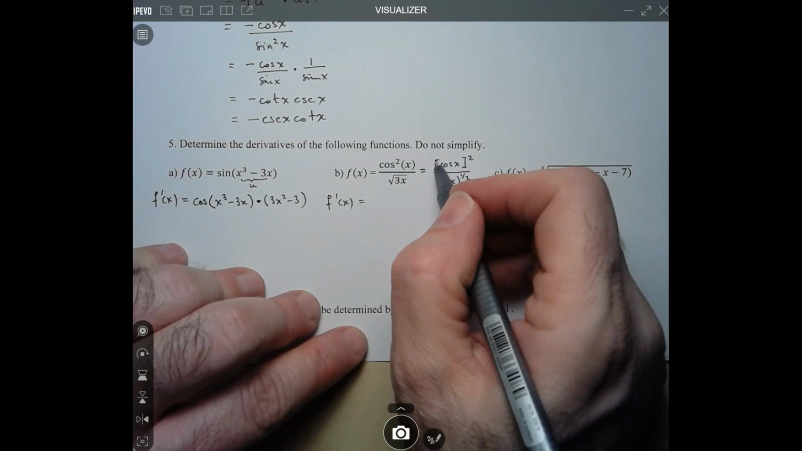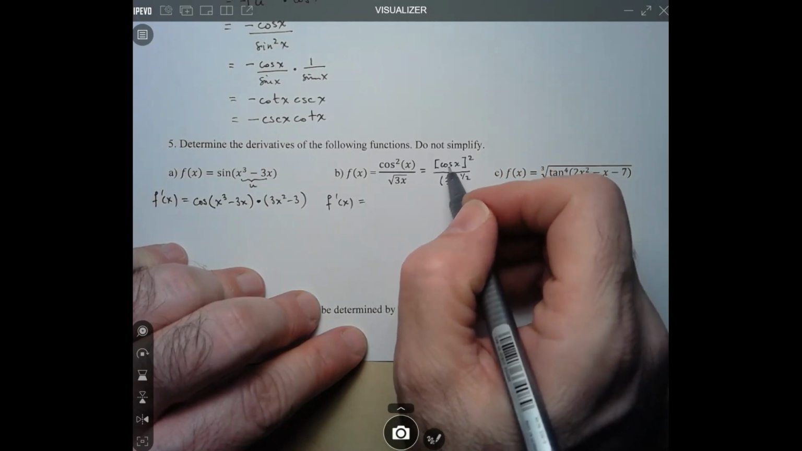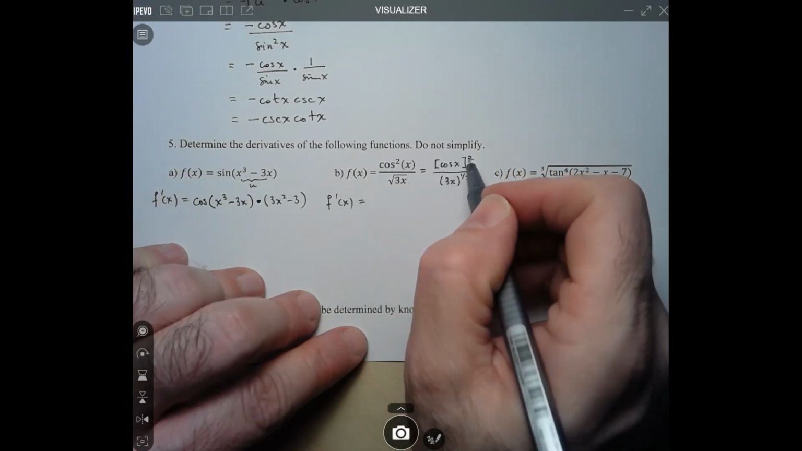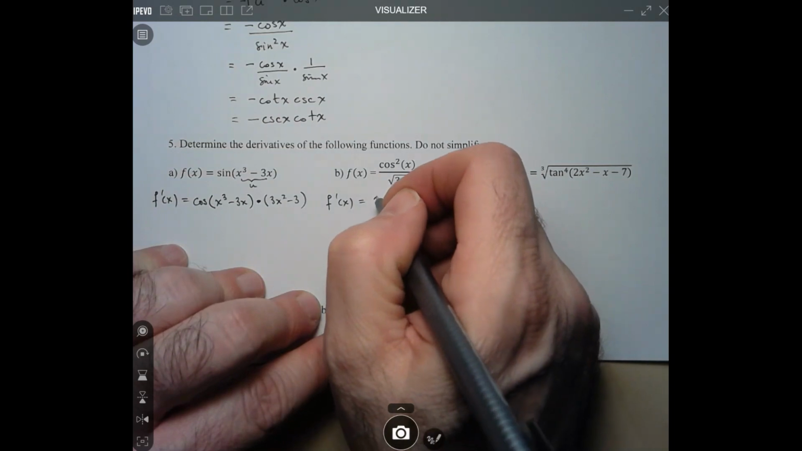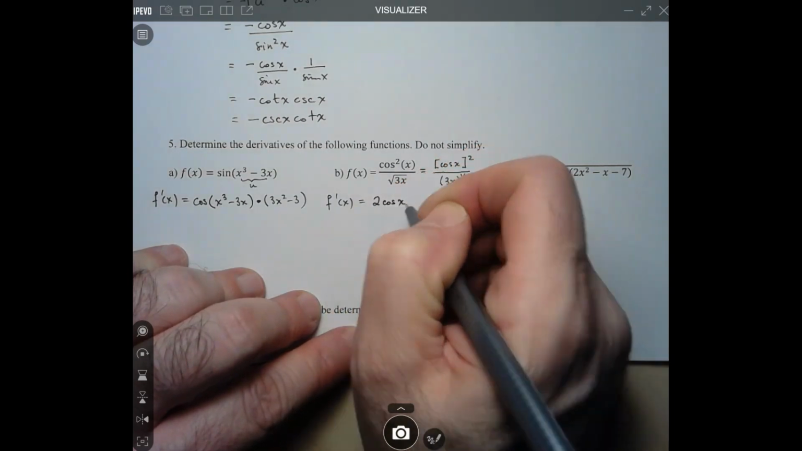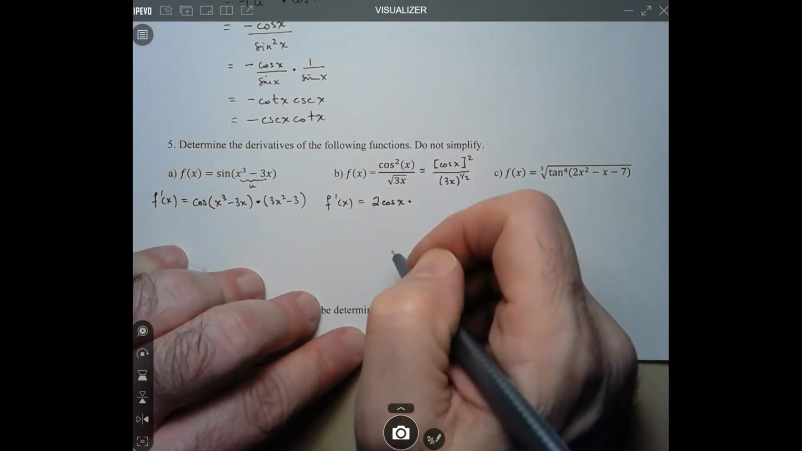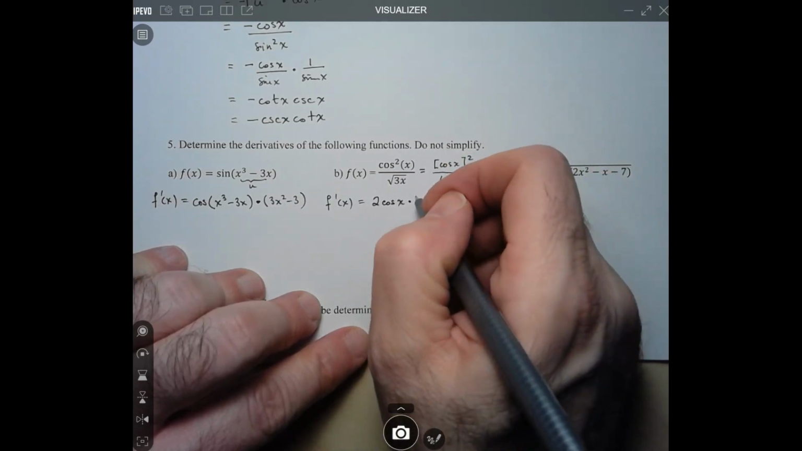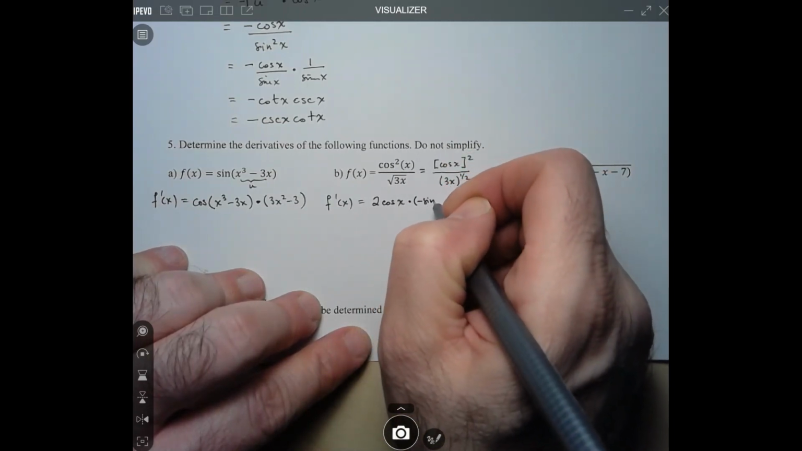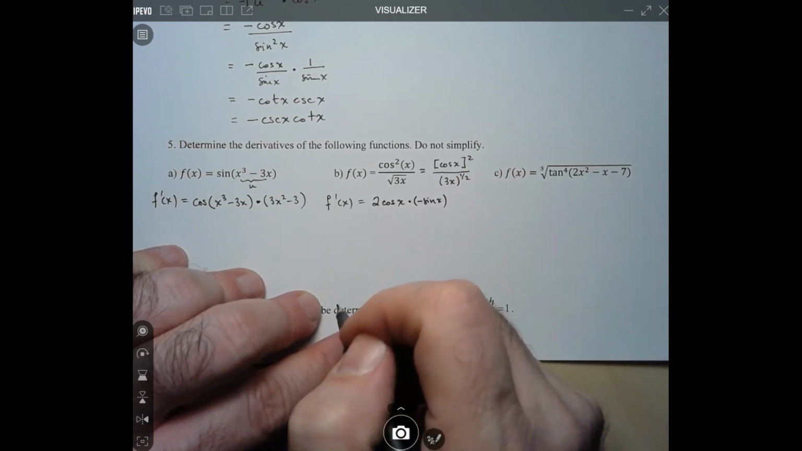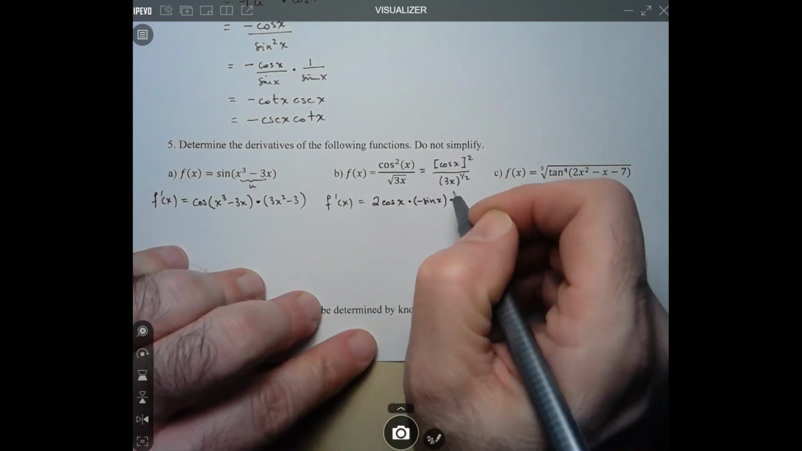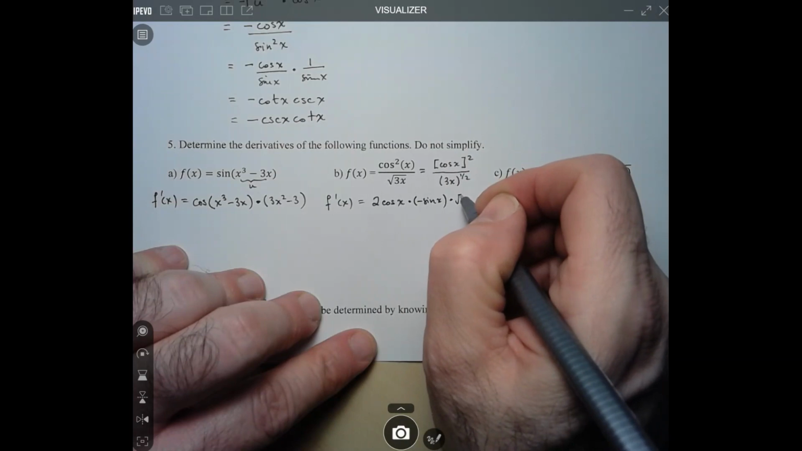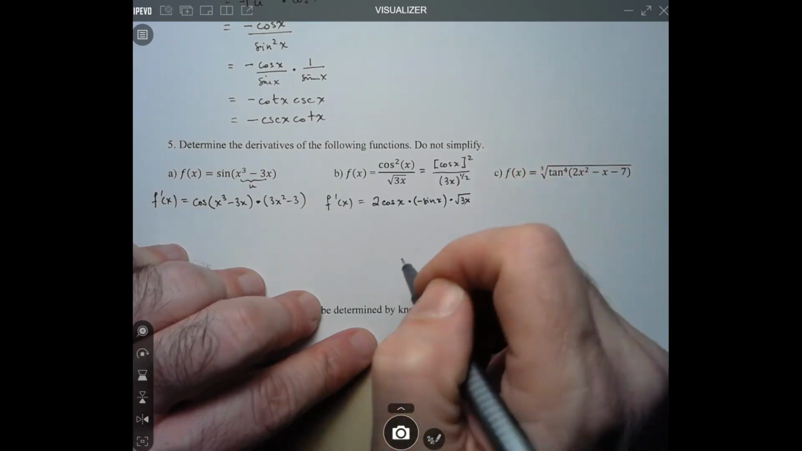So I'm going to take the derivative of the numerator function. So this is like the derivative of u squared. The derivative of u squared is 2u, and I'm going to multiply that by the derivative of u with respect to x. So derivative of cosine is negative sine. And then of course don't forget to multiply that by the denominator function, root 3x.